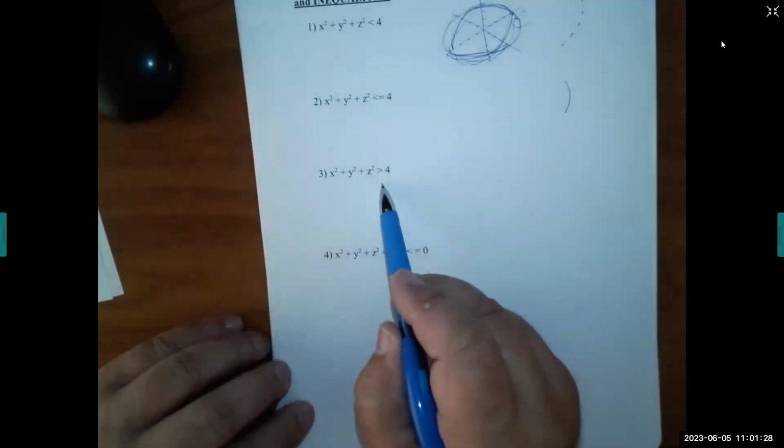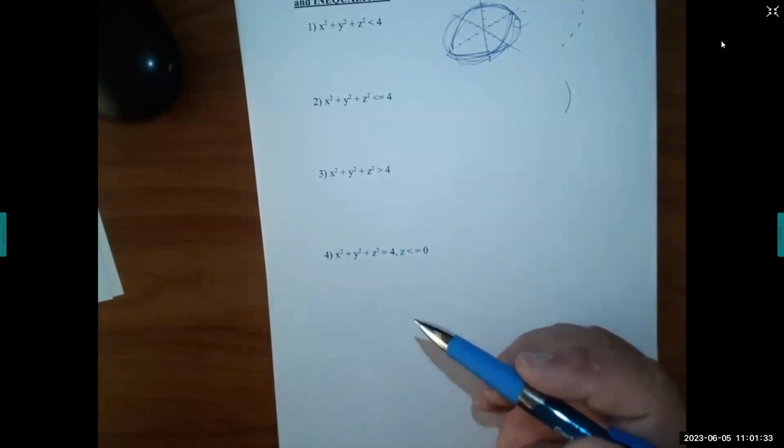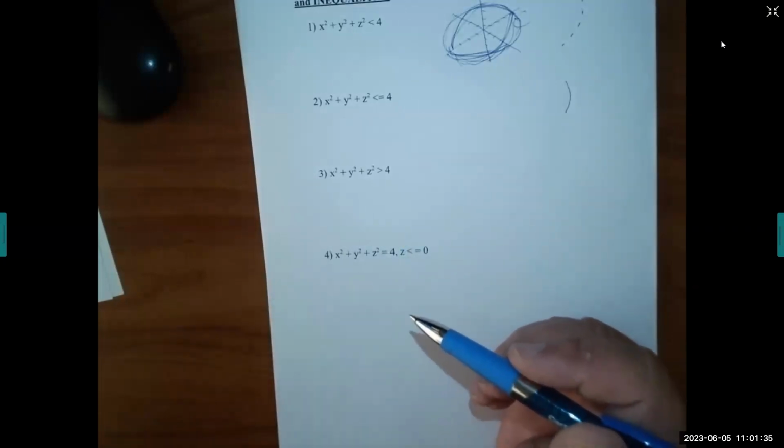How about this one? Everything outside the shell, right? So if you had an air bubble inside, like when you're cooking bread, you have an air bubble inside there. That's what that represents.